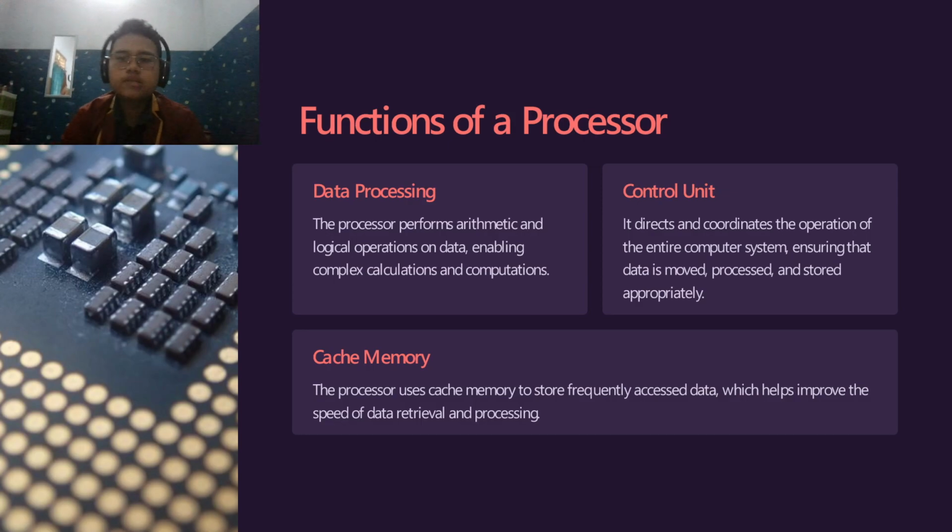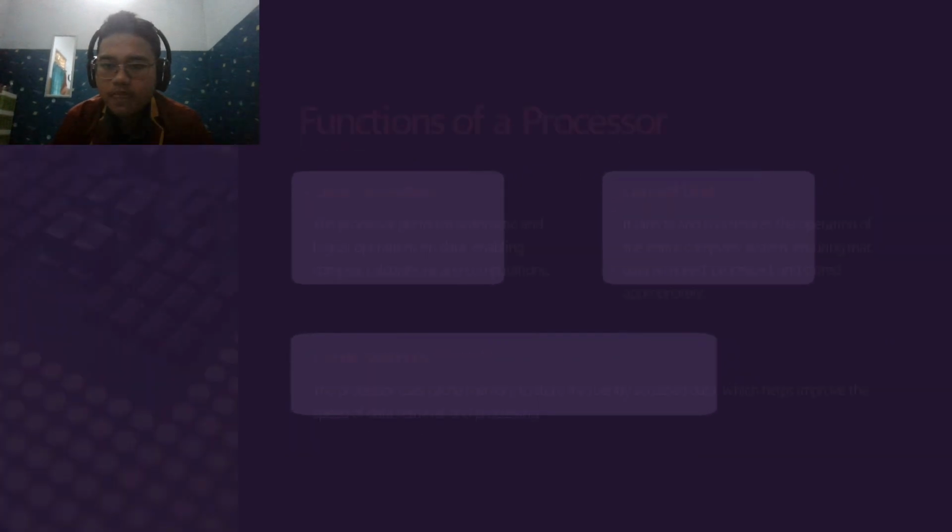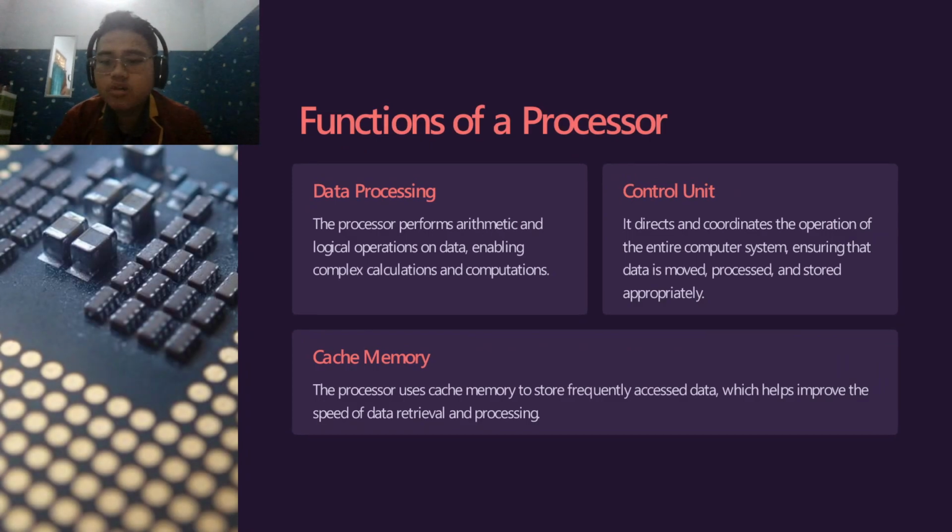The next function of the processor is the control unit. It directs and coordinates the operation of the entire computer system, ensuring that data is moved, processed, and stored appropriately. So the function of the control unit is to coordinate the operation of the entire computer system so that data is moved, processed, and stored appropriately.